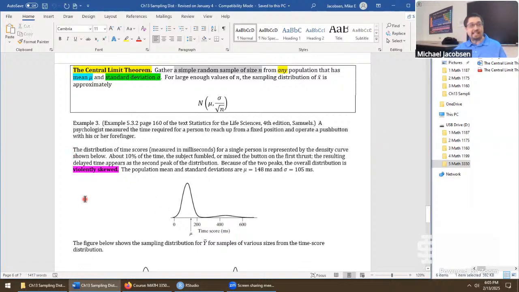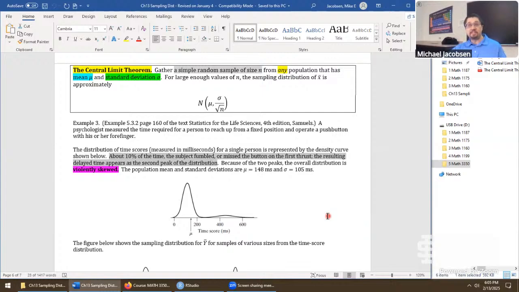So what's going on here is they say the distribution of time scores, these are measured in milliseconds, for a single person, again, just sitting down, reaching up and hitting a button, that's it, is represented by the density curve shown below. So here's that density curve. The mean of all their values, we're going to think of the entire set of values as now being a population. So we're using a parameter mu there, is right about this location, even though the peak is way out here. That's just due to the right skew. It says about 10% of the time, the subject fumbled or missed the button on the first thrust, and the resulting delayed time appears as the second peak of the distribution.